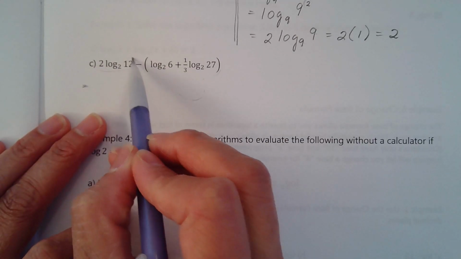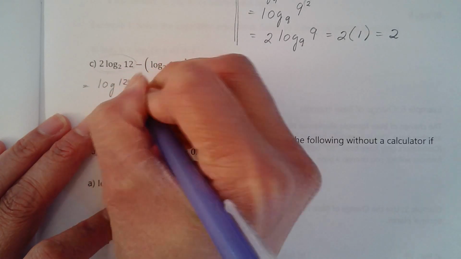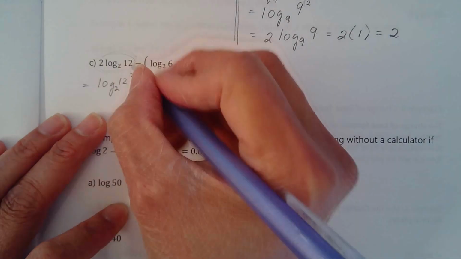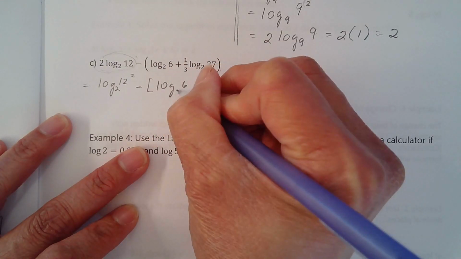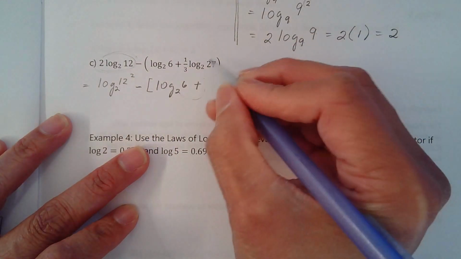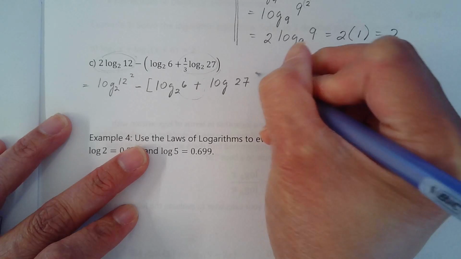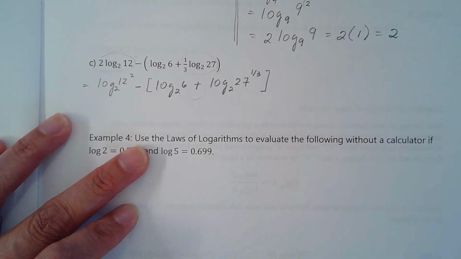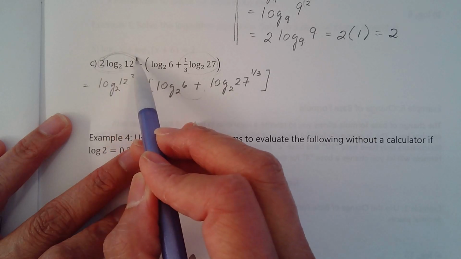What log rule can we apply to the first one? It's going to be log of 12 squared base 2, right? Let's do the 2, we'll go over there, so that's 12 squared. Minus log of 6 base 2 plus, what rule can I apply in here? It's going to be log of 27 to the power of 1/3 base 2. Any questions to that one? So I'm putting the exponent up there.